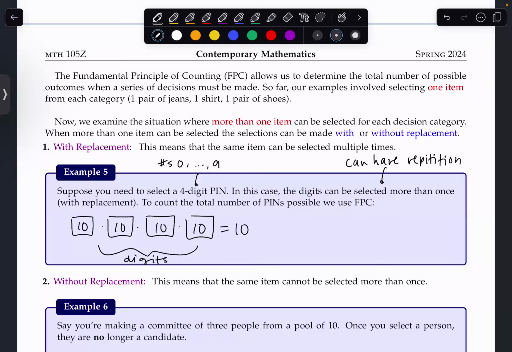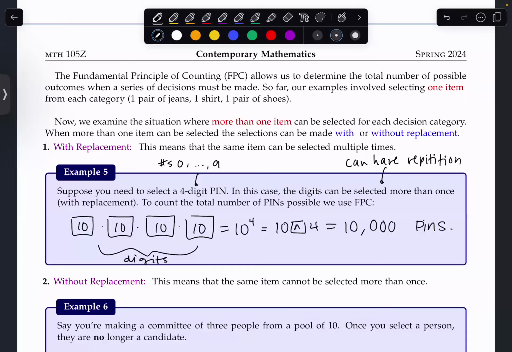So this is 10 to the 4th, 10 multiplied by itself 4 times, which I can write in this way in my calculator, or I can multiply 10 by itself 4 times instead. And this gives me back 10,000 PINs. Okay. It turns out when we have this replacement, it's much easier to calculate. When we don't have replacement, when things are not allowed to repeat, especially if you're working with people, the situation is going to be a little bit more complicated.